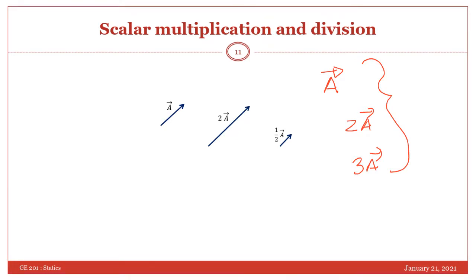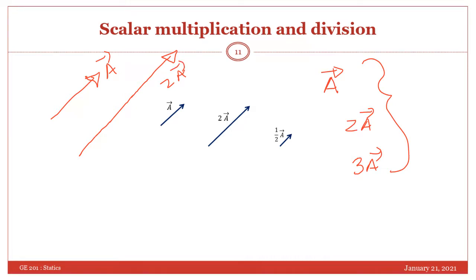Student: Doctor, vector A is smaller than 2A. That is true, 2A is bigger than vector A. 2 vector A means you are simply doubling the magnitude of the vector, keeping the same direction. Graphically, if this is vector A, then 2 vector A is the same vector but double in magnitude. Similarly, 3 vector A will be 3 times vector A.